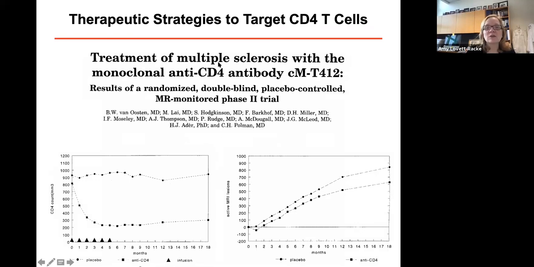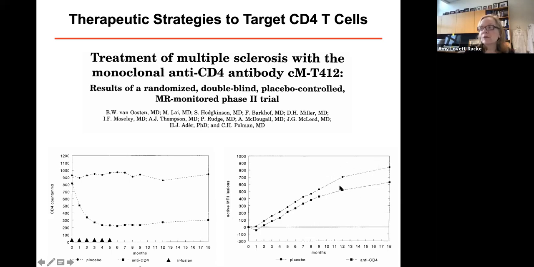Again, this is in the 1980s. So they treated patients with a CD4 antibody that caused CD4 T cell depletion. And this is looking at the number of CD4 T cells in the patients after treatment. These are the placebo-treated patients. These are the ones with the CD4 depleting antibody. And you can see there's a nice depletion, but the CD4 counts aren't gone. They're low, but not completely gone. If you look at, this is looking at the number of active MRI lesions. These are the CD4 treated patients, so they have fewer active MRI lesions compared to the placebo.